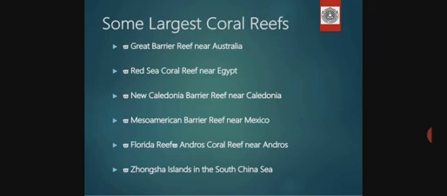There are some largest coral reefs in this world. Number 1, the Great Barrier Reef near Australia, the Red Sea Coral Reef near Egypt, the New Caledonia Barrier Reef near New Caledonia, the Mesoamerican Barrier Reef near Mexico, the Florida Reef, the Andros Coral Reefs near Andros, and the Zhongsha Islands in the South China Sea. So these are some of the largest known coral reefs in this world.